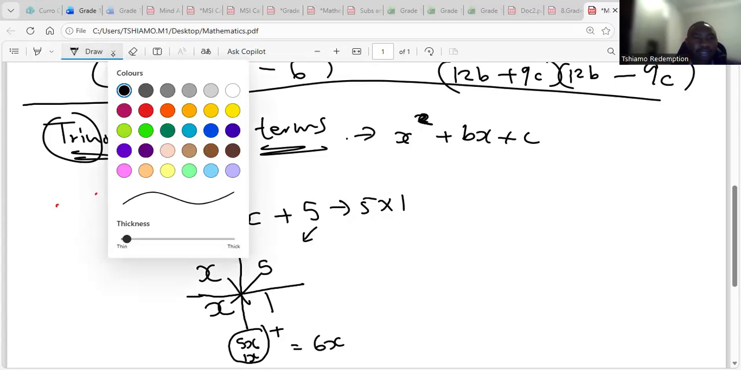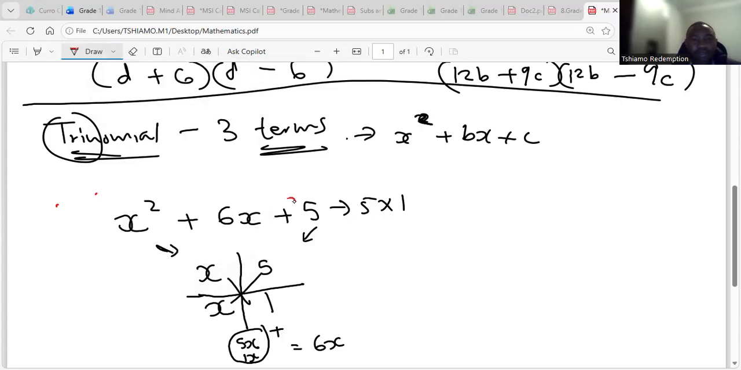We look at this sign here. If the sign is a positive, it means you are going to add the terms. So that's why if I add 5 and 1, I get 6.